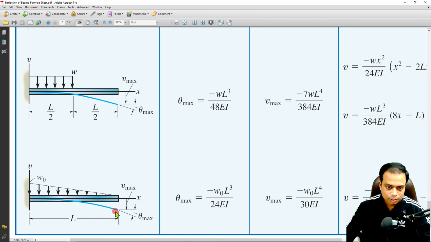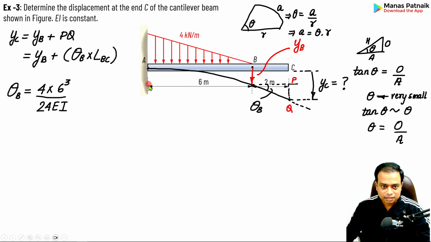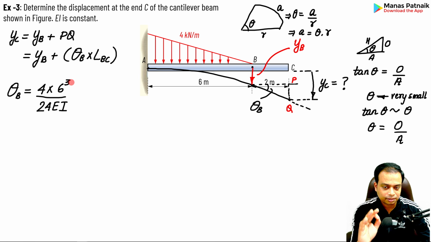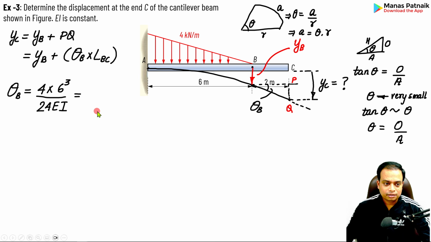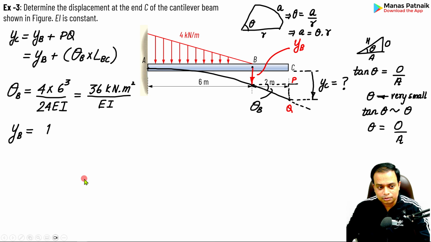That's L for you. As far as our problem is concerned, this is where it starts and this is where it ends, and the distance between them is 6 meters, which is why WL cube over 24 EI, with 6 cubed. That's the first thing. Secondly, this theta is the value, so we are going to figure out the answer in terms of EI. In the next step, we'll figure out PQ. We are going to multiply LBC with theta B. There we go.